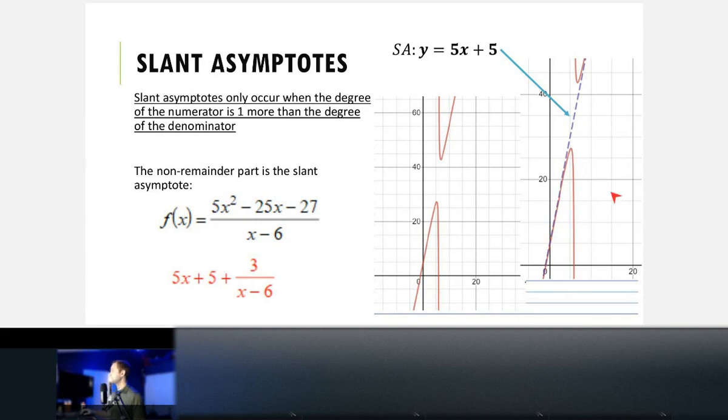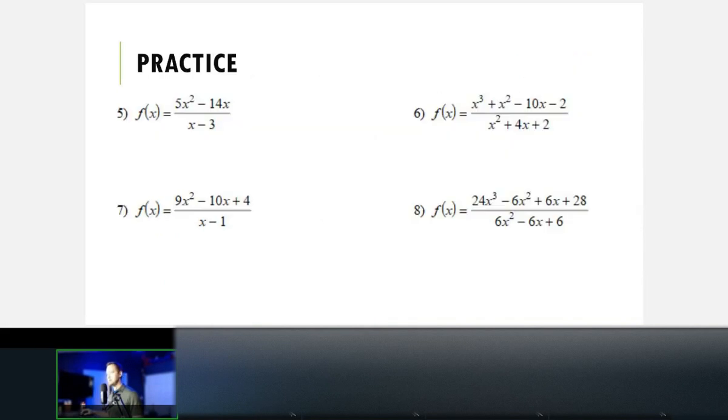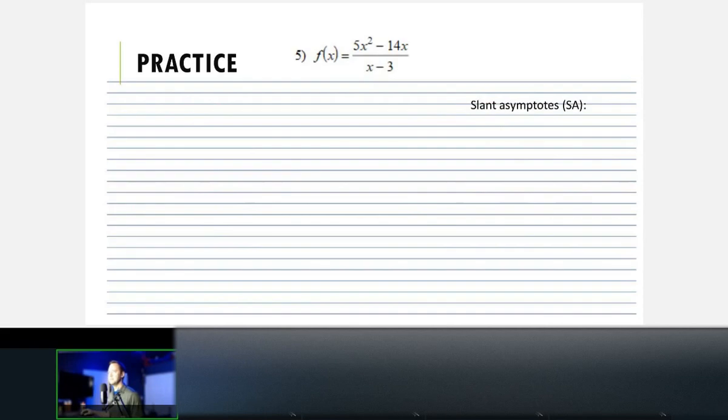All right. So if you've got some awesome division skills, this is going to be a walk in the park, a very safe park, right? All right. So here I have 4 examples, 5 through 8. Let's take a look at number 5.